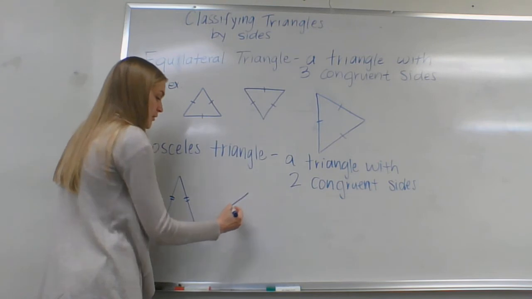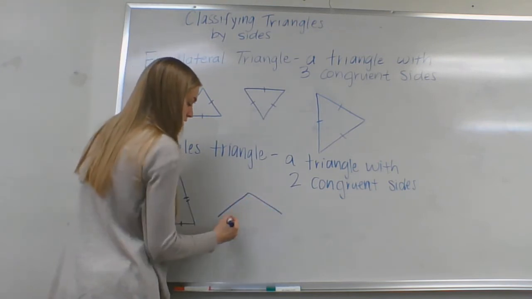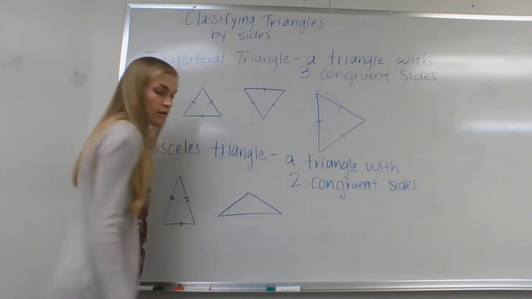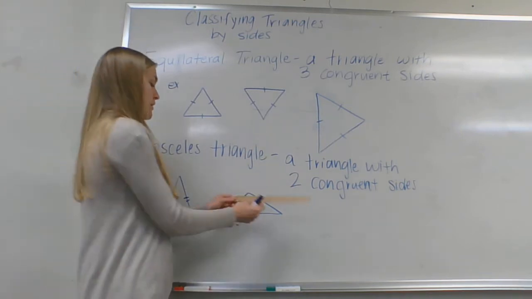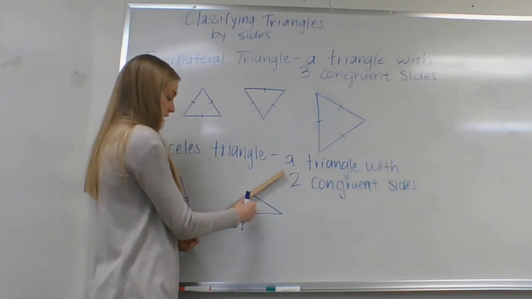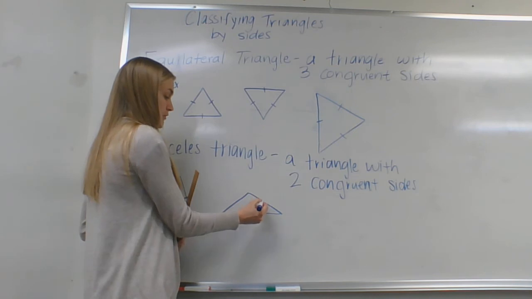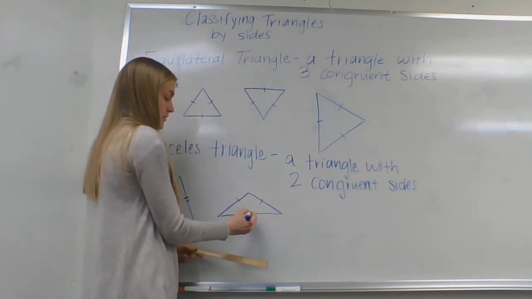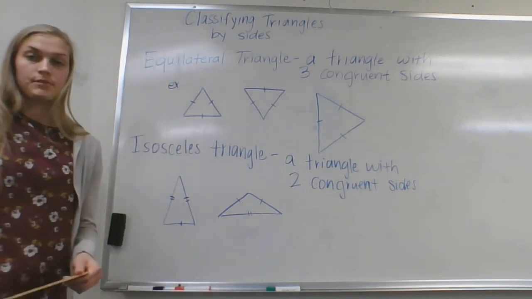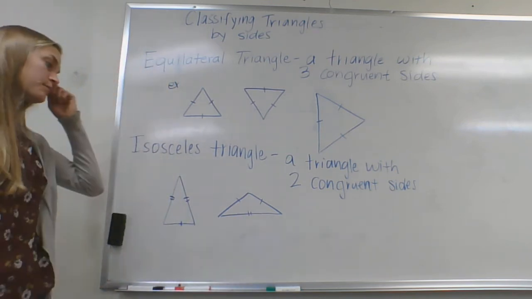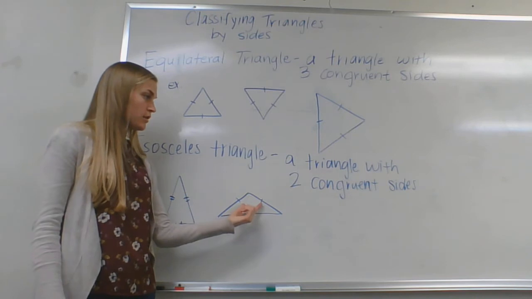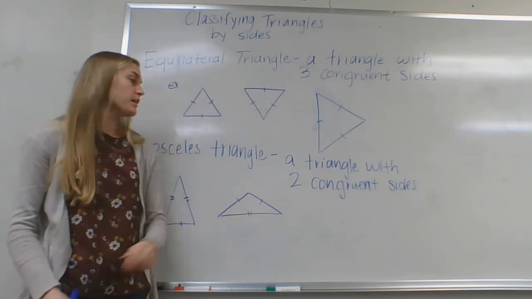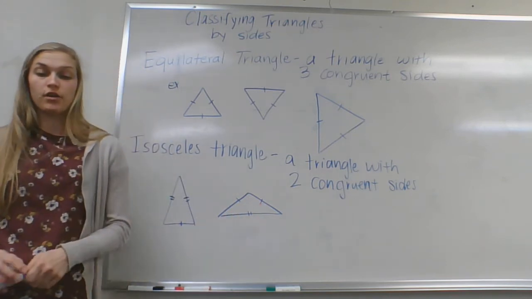Isosceles triangles could also maybe look something like this. All right, this time, if I would measure that at 6 and that at 6, so those equal each other. But this one is at 10 inches. And so that one will be longer. And so again, we have these two that are congruent and one that's different. And that would be an isosceles triangle.